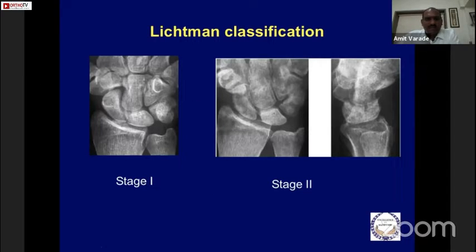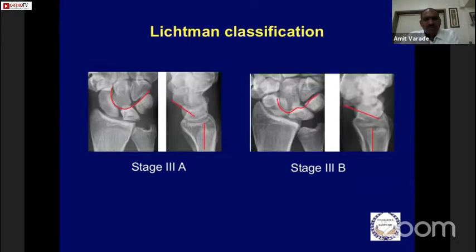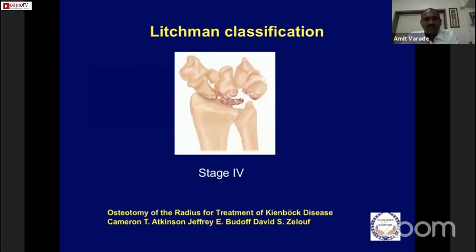So Professor Lichtman has classified this condition into 4 stages. In stage 1, the X-ray will be normal, but changes can be picked up only on MRI. In stage 2, there will be sclerosis of the lunate, but the lunate architecture is well maintained. There may or may not be fractures associated with this. Stage 3 is a stage of fragmentation and collapse. In stage 3A, there will not be collapse, but in stage 3B, there is proximal migration of the capitate, and due to this, the radioscaphoid angle increases. We'll see this later on. And the last stage is stage 4, where there is midcarpal joint arthritis.